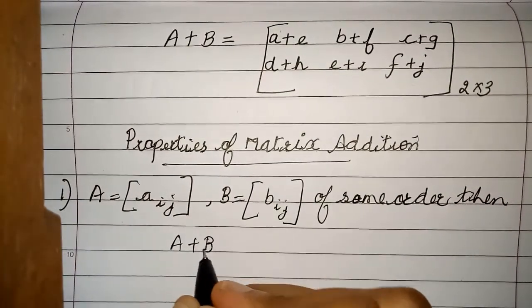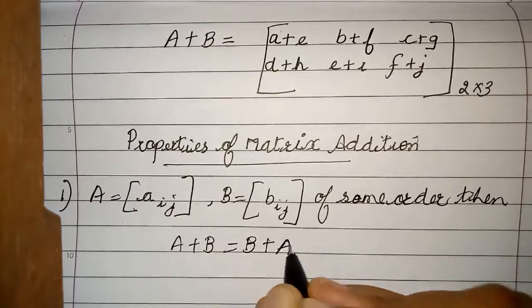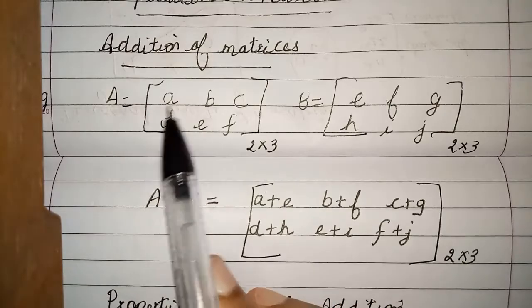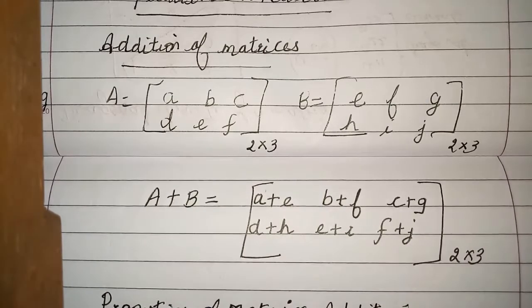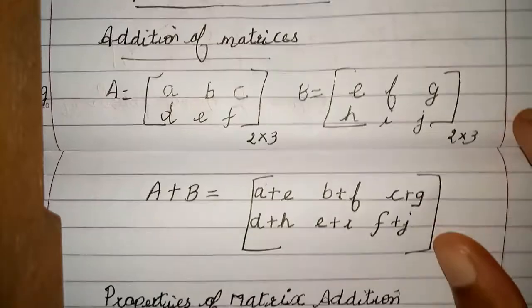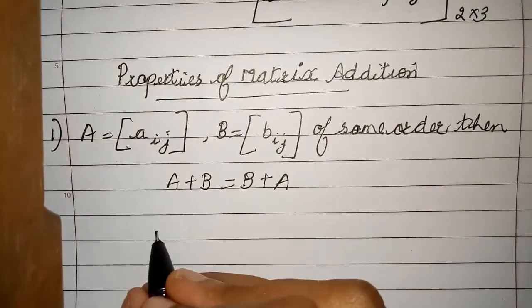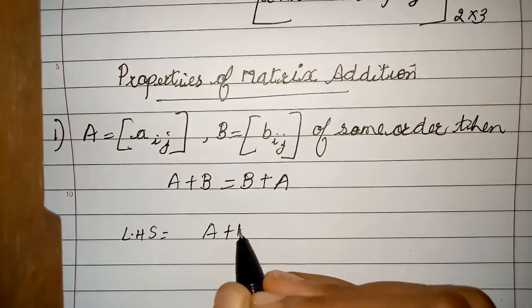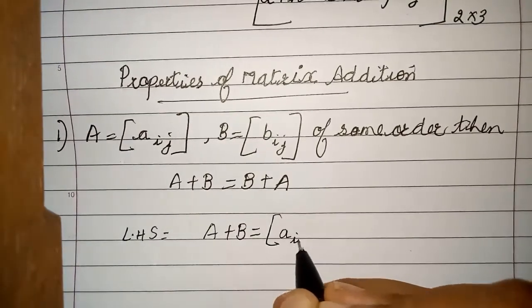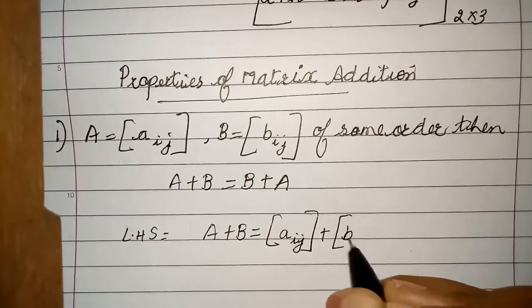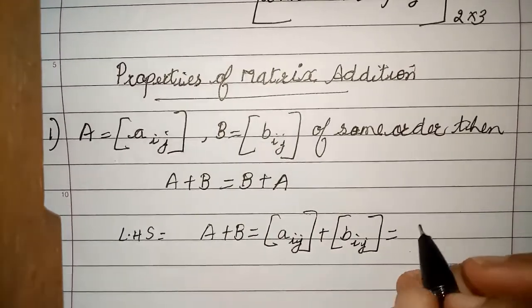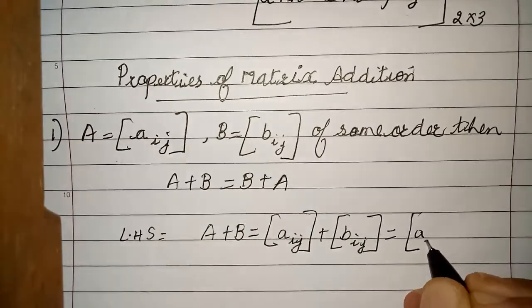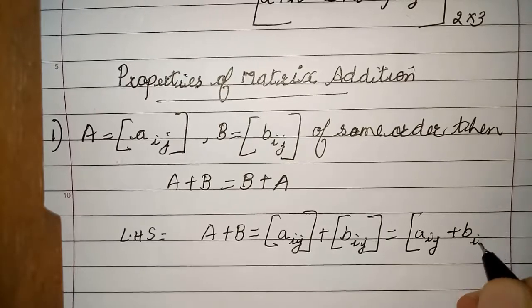That means A plus B is the same as B plus A. If you look at this example, it is clear, children. If A and B or B and A, the answer is going to be the same. So let us prove this. Let me start with my LHS, left hand side, A plus B. A plus B is nothing but my matrix Aij plus Bij. But because they are of the same order, elements at the respective positions will be added. So what will it be, children? It will be Aij plus Bij.